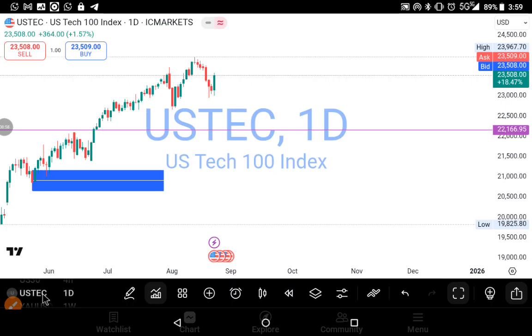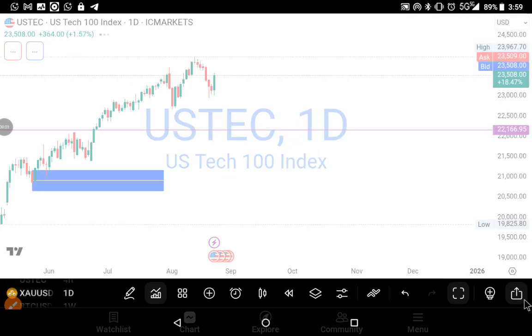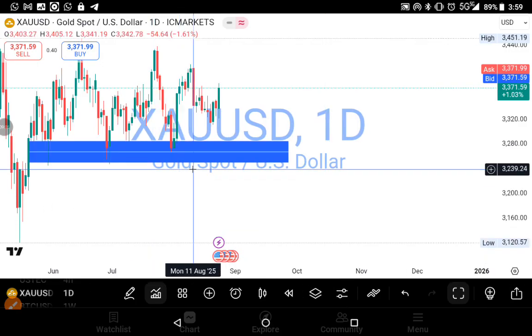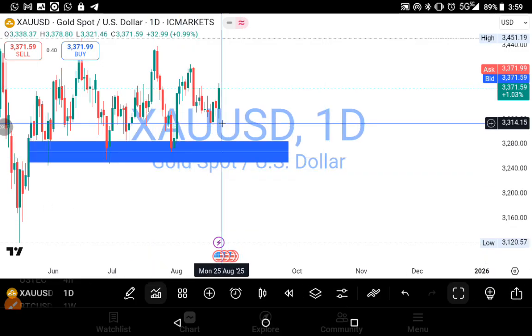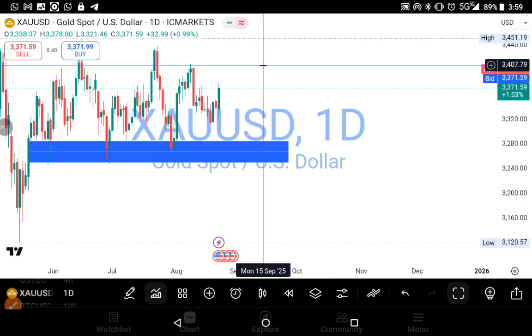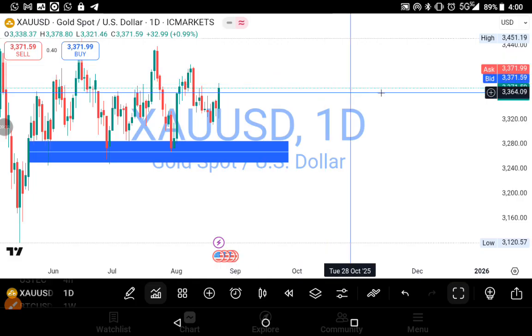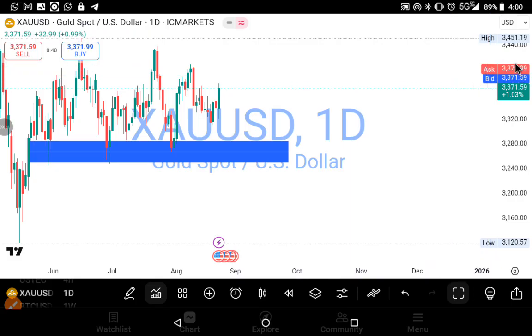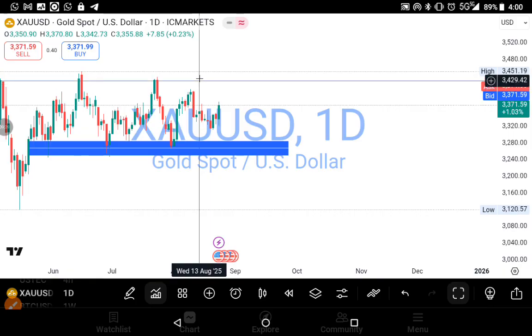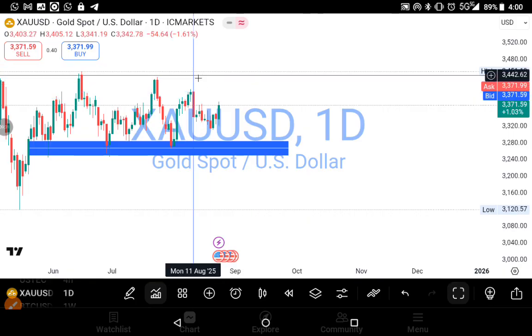Now to gold. Gold last week, the consequent encroachment of this blue shaded area is what I'll have to be my base, my defense. So 3450, sorry, I said 34 500, 3450 is what I am interested in.